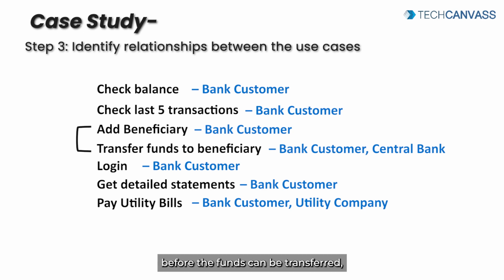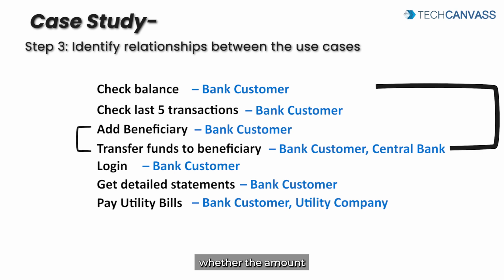Also, before the funds can be transferred, there has to be a check whether the amount which is intended to be transferred exists in the payer's account. So let's say I want to transfer 10,000, I need to have 10,000 in my account, otherwise I cannot transfer. The bank is not going to transfer on your behalf. So these are the relationships where adding a beneficiary or checking balance are mandatory before funds transfer can take place. So that's a dependency kind of relationship.